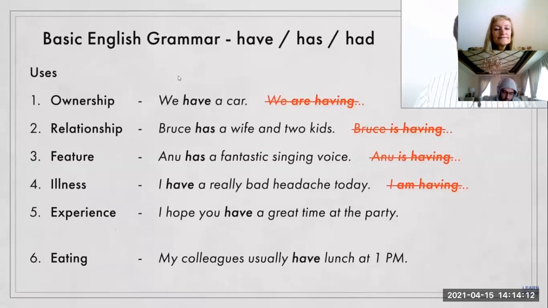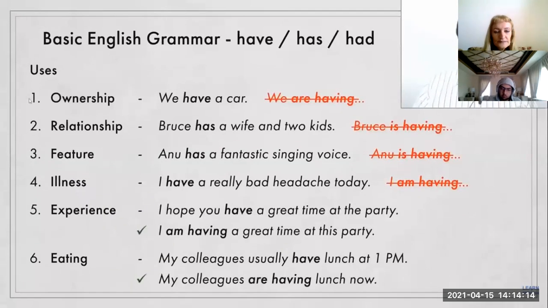However, in uses 5 and 6, talk about experiences or talk about eating or drinking, you can use continuous forms. You can say, I'm having a great time at this party. That doesn't express a general situation. It expresses something I am experiencing right now. In the same way, we can also say, my colleagues are having lunch now. Because remember, have just means eat in this context, and that expresses an action. And we can talk about it in the form of a continuous action.